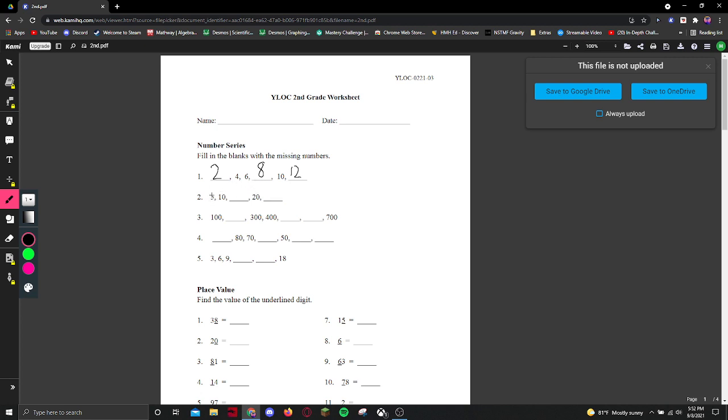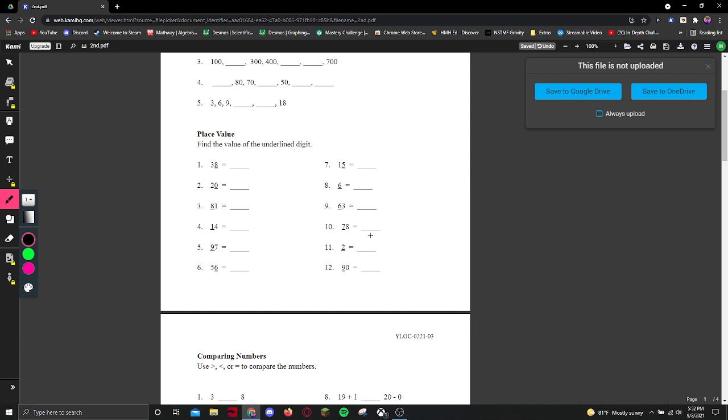So here, 5 plus 5 is equal to 10. 10 plus 5 is equal to 15. 15 plus 5 is equal to 20, and 20 plus 5 is equal to 25. Now that's all there is for the number portion.